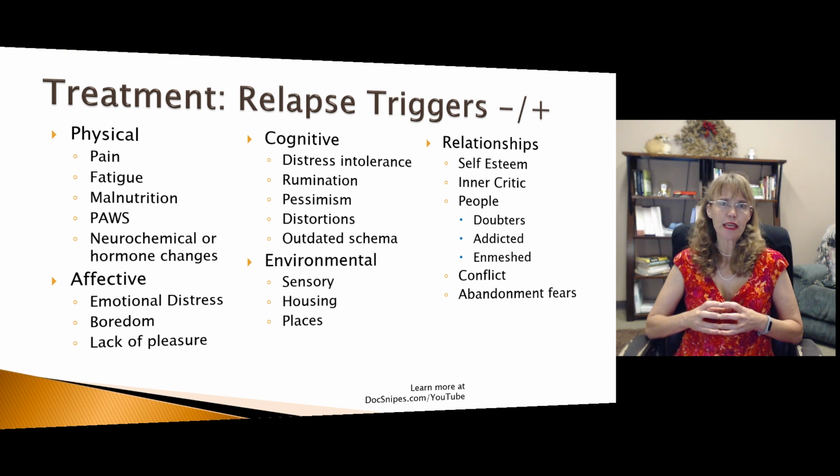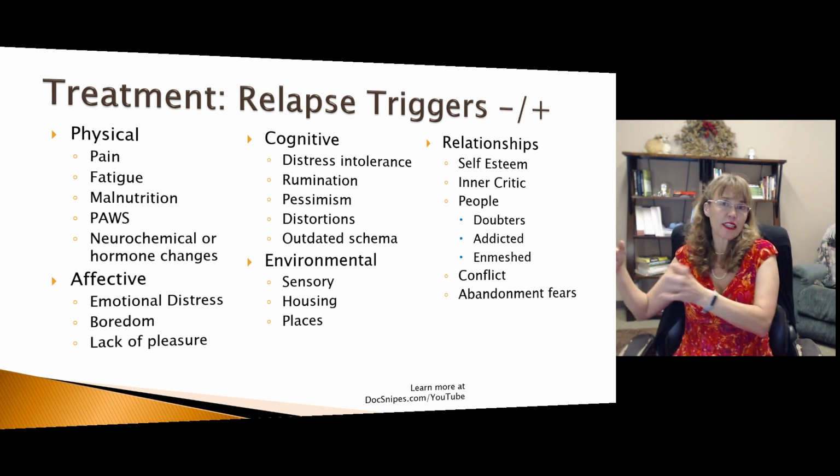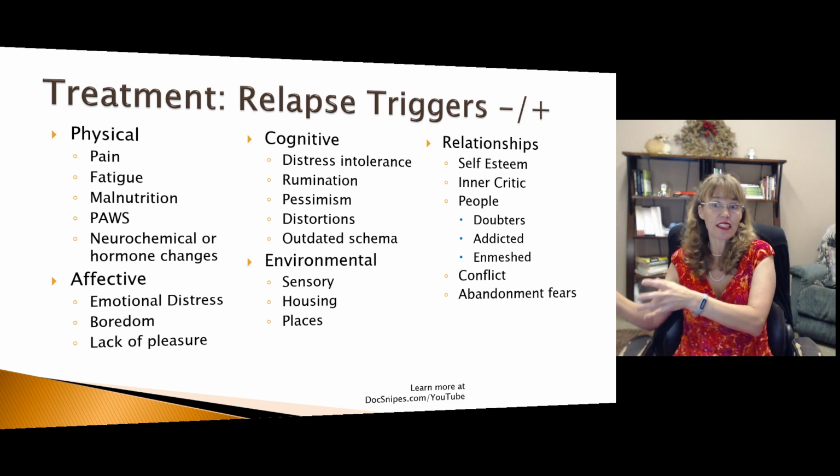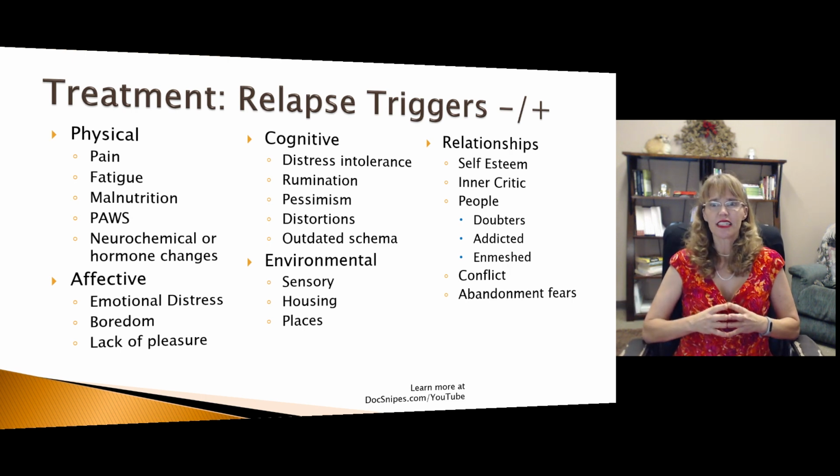And outdated schema are basically shortcuts that your brain uses to help you anticipate what's going to happen and what you can and cannot handle. But what you could or could not handle at 8 is different than what you can and cannot handle at 28. So it's important to address some of those schema and update them.